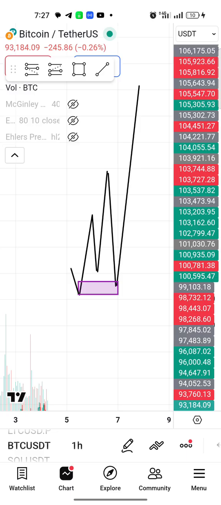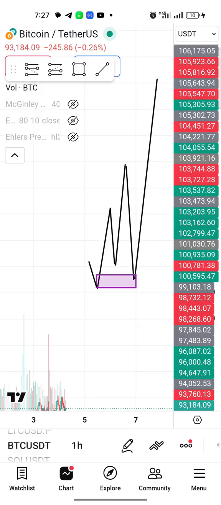Basically, SMC deals with three layers. You have the structure, number one, which is one of the most important things, also known as market structure. If you're in an uptrend, you want to see higher highs and higher lows, and if you're in a downtrend, you want to see lower highs and lower lows.